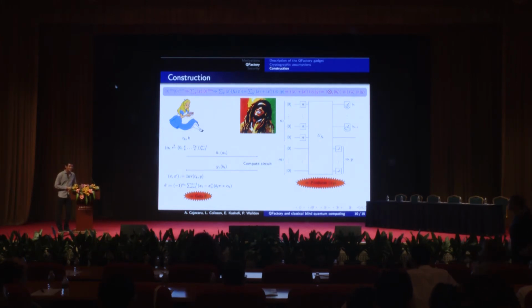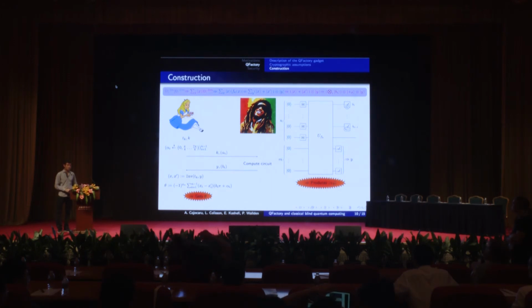I meant theta. Okay, so this theta is not a bit. It needs to be chosen in the set of angles, which is 0, pi over 4, 2 pi over 4, until 7 pi over 4. So it's 3 bits, actually. Yeah, it's 3 bits, yes, exactly.